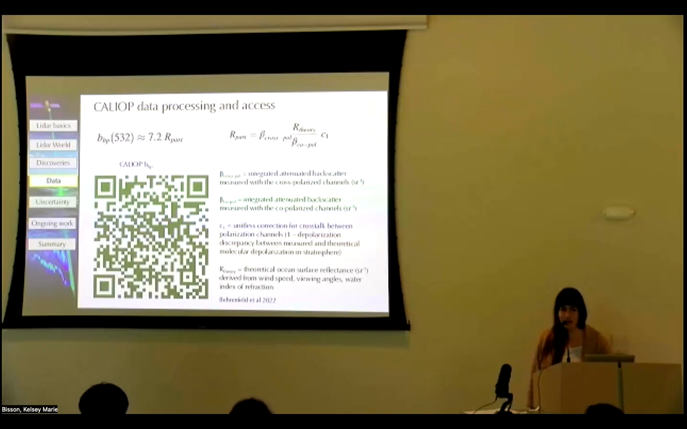Essentially, the backscattering signal in green at 532 is roughly calculated as 7.2 times the particulate reflectance, and the particulate reflectance is derived from the cross and co-polarization channels, some theory of the theoretical backscattering at certain wind speeds and sun angle, and crosstalk. Because there are these two channels, sometimes signal gets partitioned into one versus the other, and that can actually create some bigger differences.